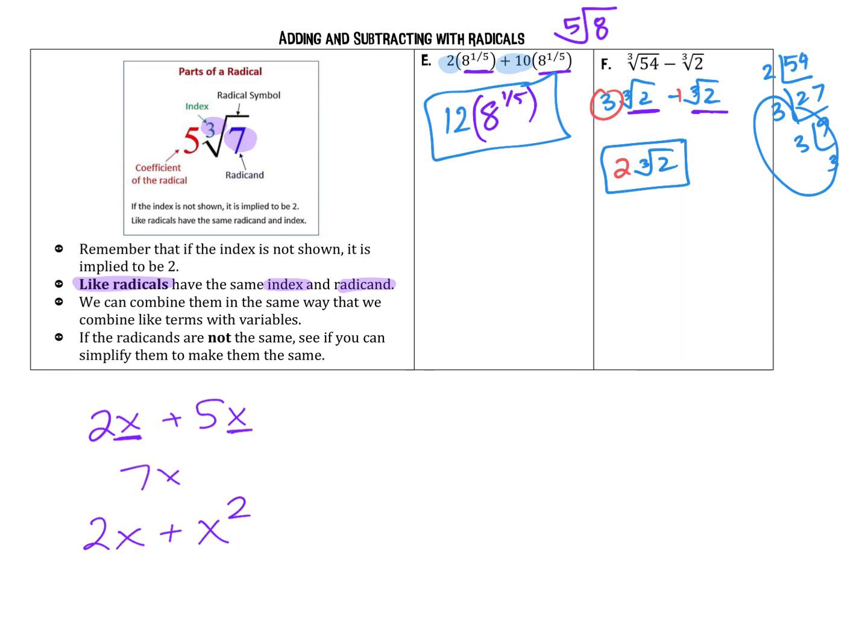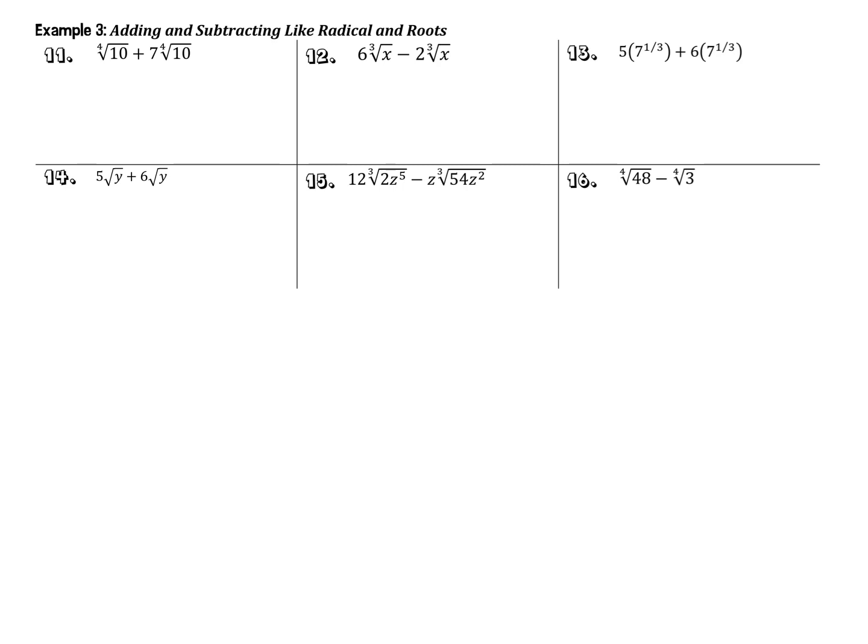All right, I'm going to encourage you, pause the video, work through any of these problems that you can on your own, and then unpause the video and see how you did. All right, hopefully you had time to do that. On number 11, we already have like radicals. So this is really just saying what's 1 plus 7. There are 8 of our 4th root of 10.